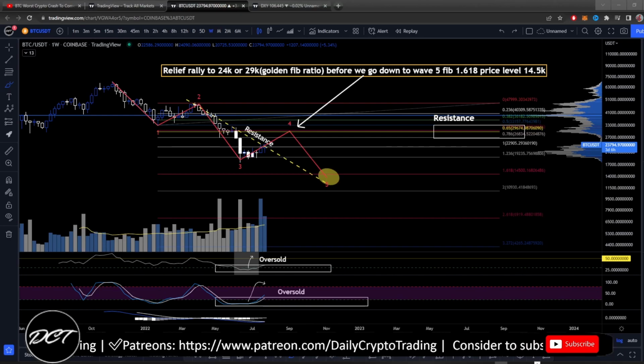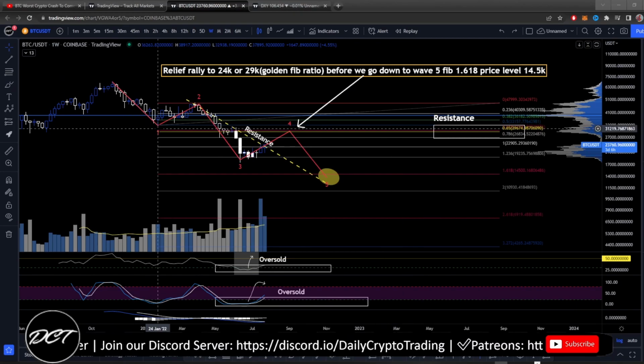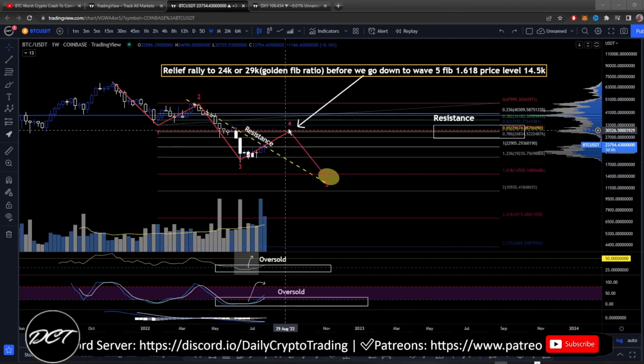Now let's also dive into the TA of Bitcoin. I have not changed my stand. I still believe this is a high probability TA. So far it is unfolding beautifully. We have this beautiful impulsive wave. We have wave 1, then a corrective wave 2, impulsive wave 3, and then a corrective wave 4.